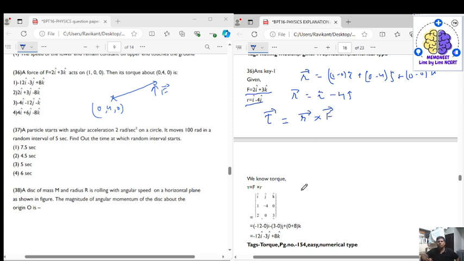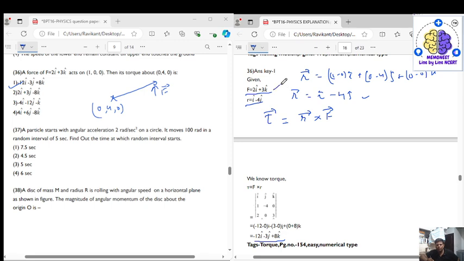So finding the cross product, we get the cross product as minus 12 i cap minus 3 j cap plus 8 k cap, right? So the correct answer for question number 36 is minus 12 i cap, which is option number 1, right? So this is how we'll find the R vector from here.